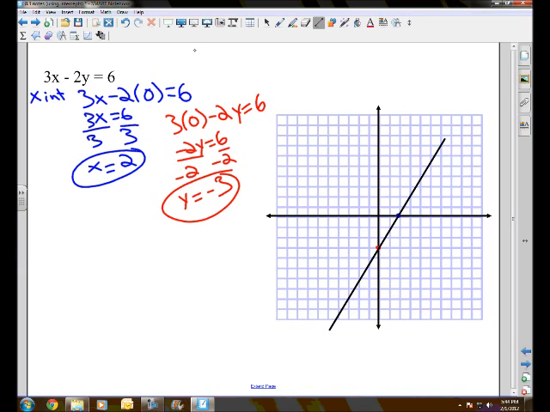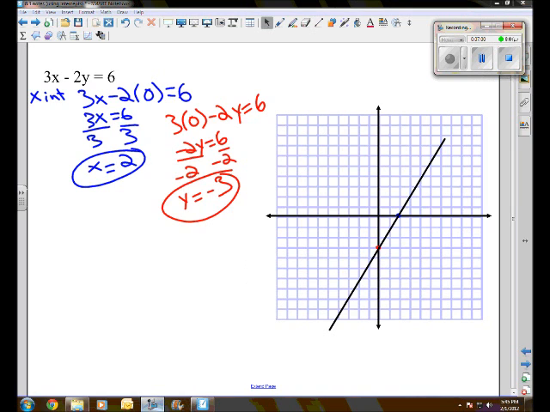Okay, so there we go. We've used intercepts. We've plugged 0 in for x and y. We've solved for x and y. And we can graph those. That is our lesson for today.